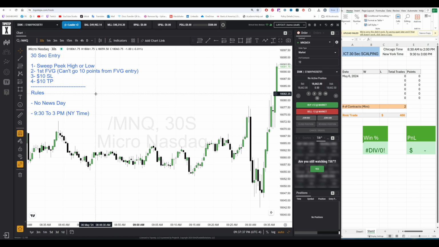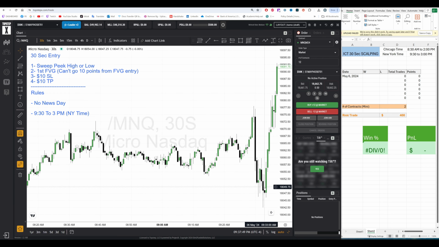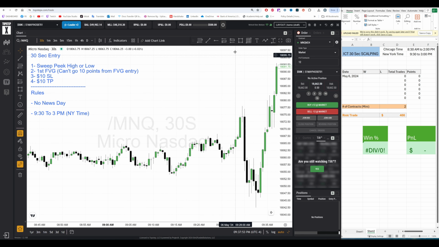So let's go ahead and start the day. Starting off, this is 9:30. Trying to look for a sweep, so I have a lot of sell side liquidities down here. We swept it at 9:33, and I'm seeing that bullish fair value gap right here. I don't see a retest of it, so we're not gonna consider it because the price already delivered 10 points, as you can see.